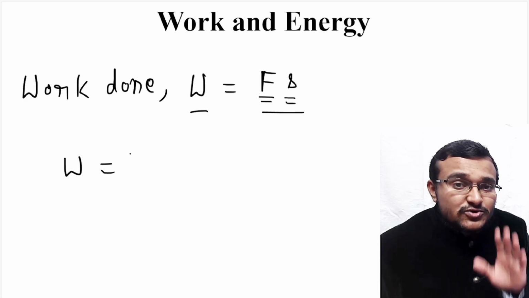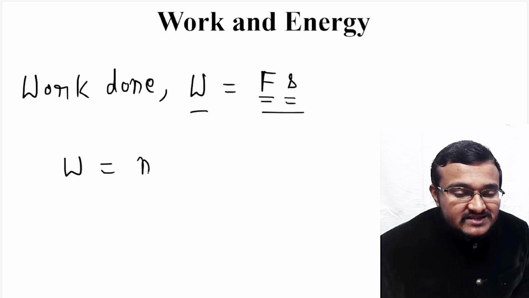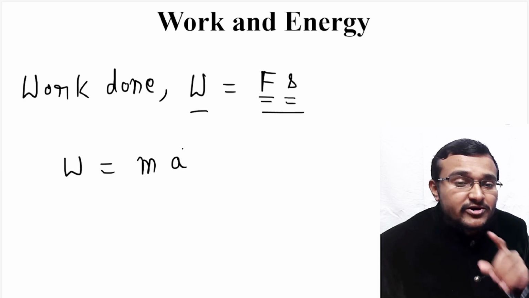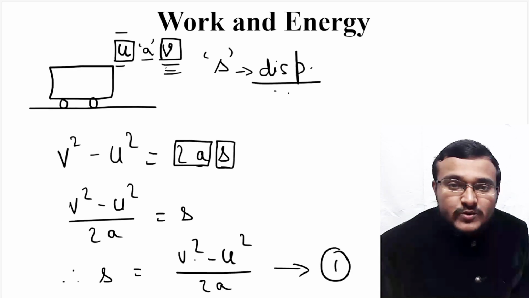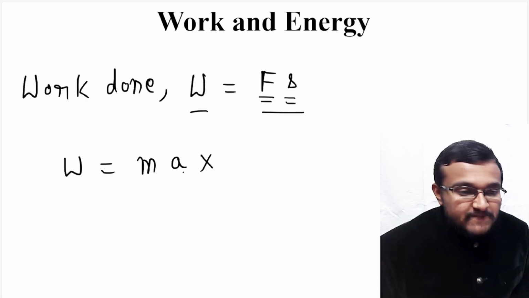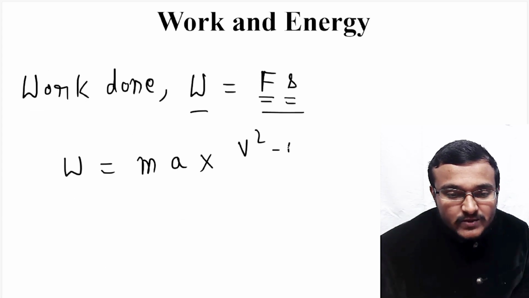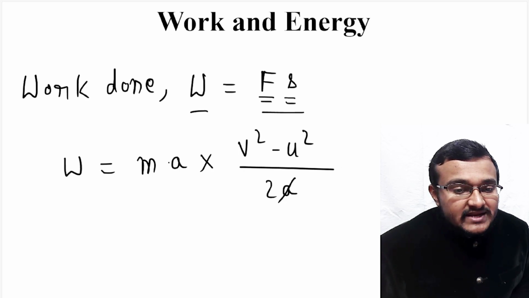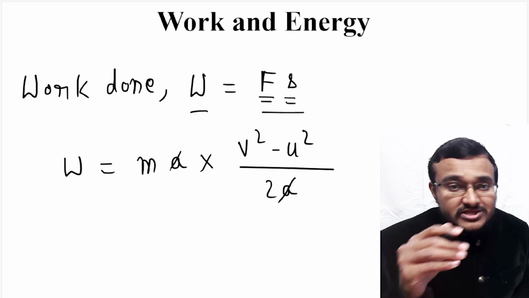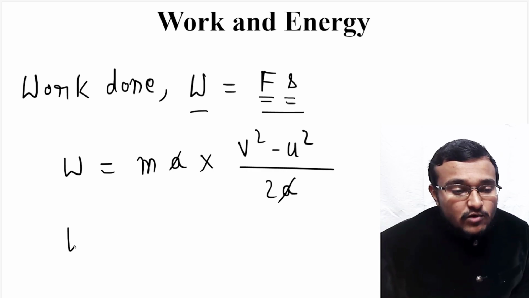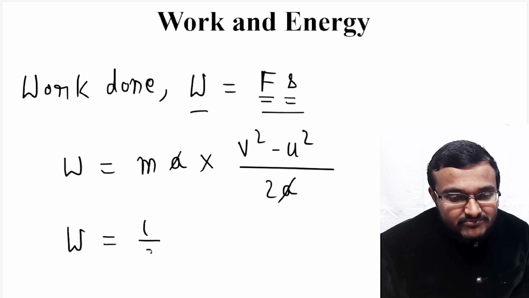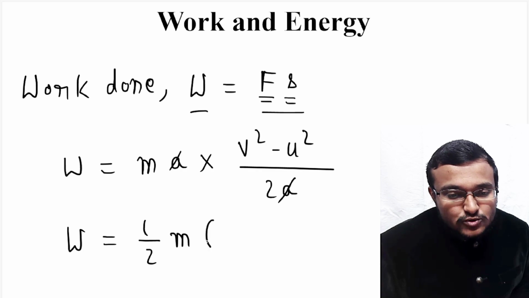Now we have two equations for displacement and force. According to equation 2, force is nothing but mass times acceleration, and according to equation 1, displacement is v square minus u square divided by 2a. So we can substitute that. Here the acceleration in the numerator and denominator gets cancelled with each other. What will be remaining is 1 by 2 m into v square minus u square.